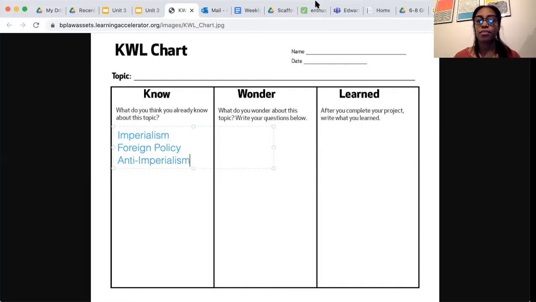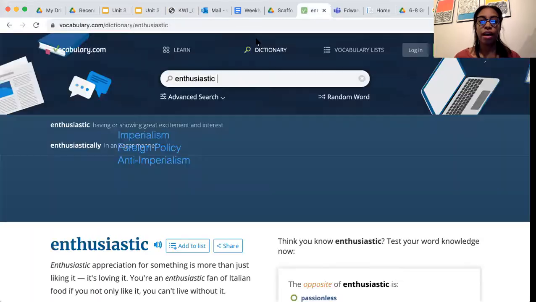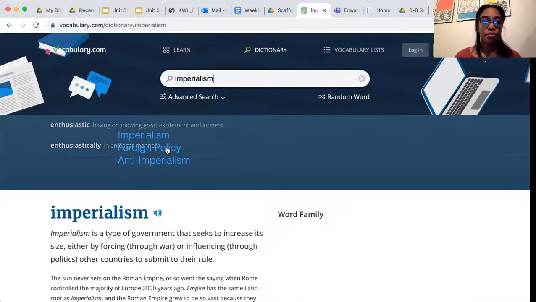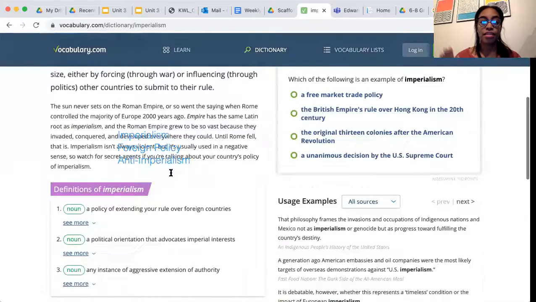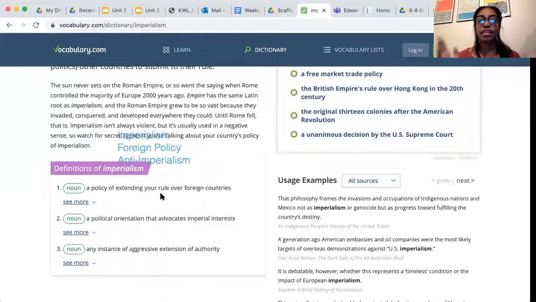First of all, what is imperialism? Who remembers? Okay, let's take a look here. Oh, let me stop annotating. Mouse. Let's go to vocabulary.com and type in imperialism. So it's, of course, the way that you can expand, right? A policy of extending your rule or power over foreign countries or places in the world, right?